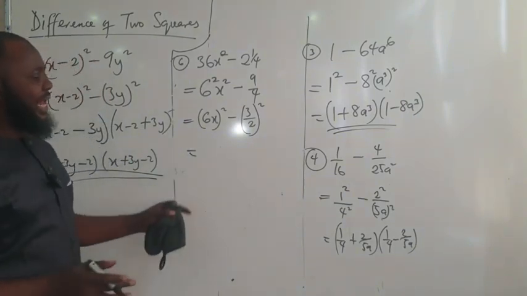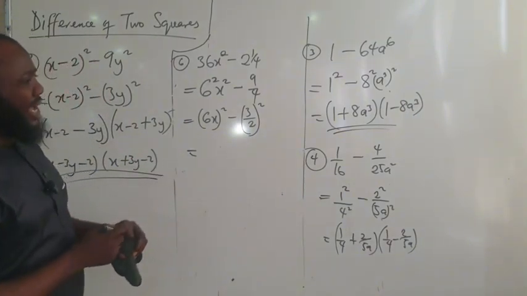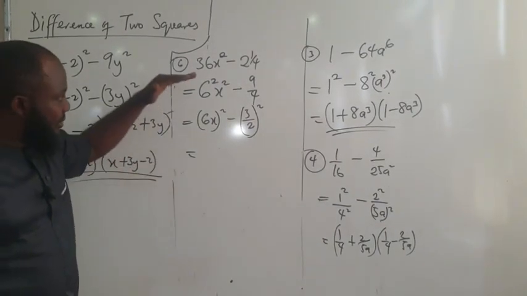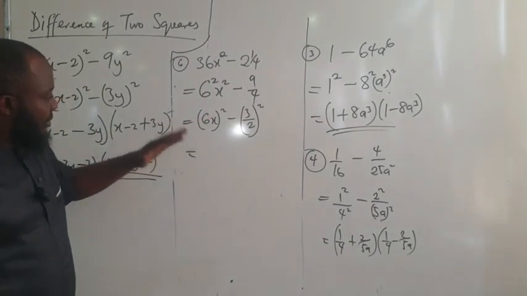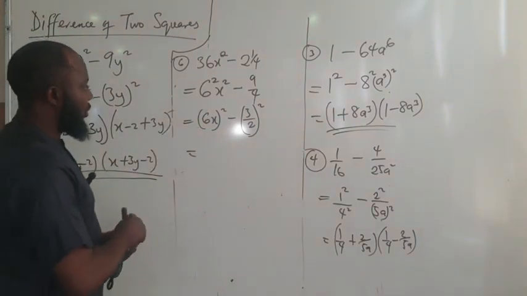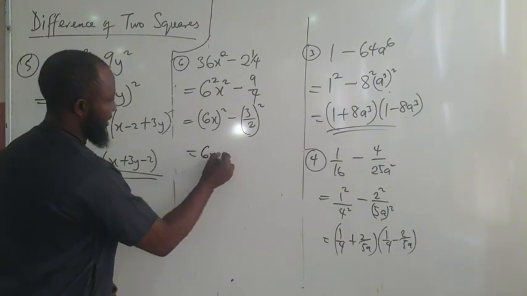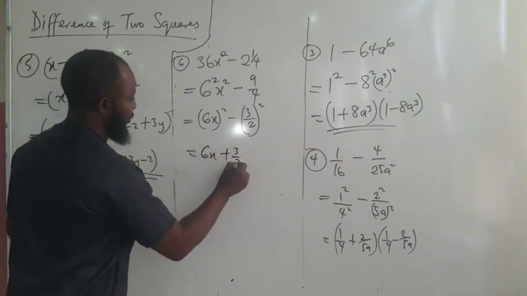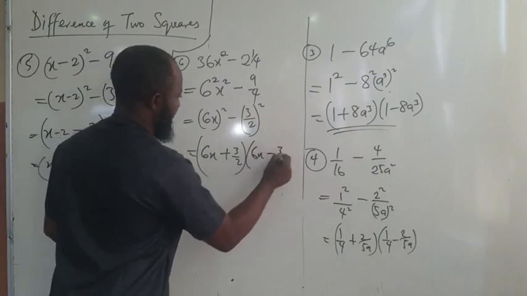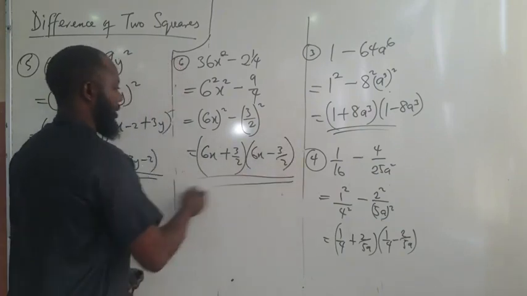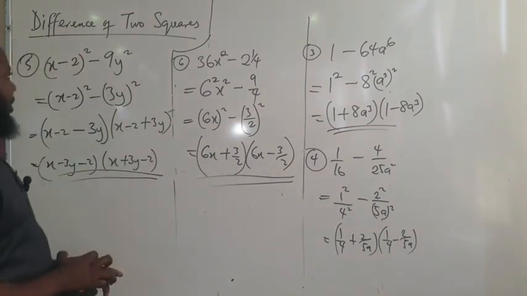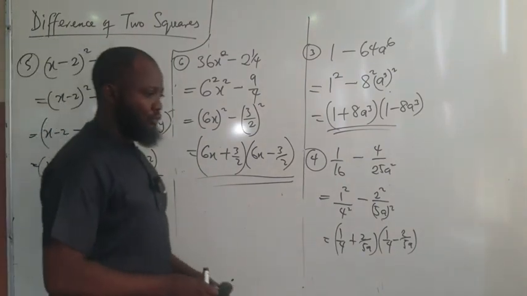So which means that any question you are given, just look at it carefully. Can I take this to a difference of two squares? If you can, just simplify your work. Follow the steps one by one and apply this. So here we have 6x plus 3 over 2, then 6x minus 3 over 2. Check it out. That is all. So I hope this is very clear. So that is that on difference of two squares.